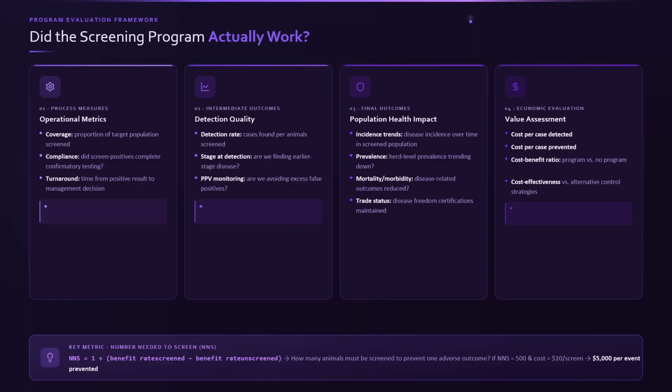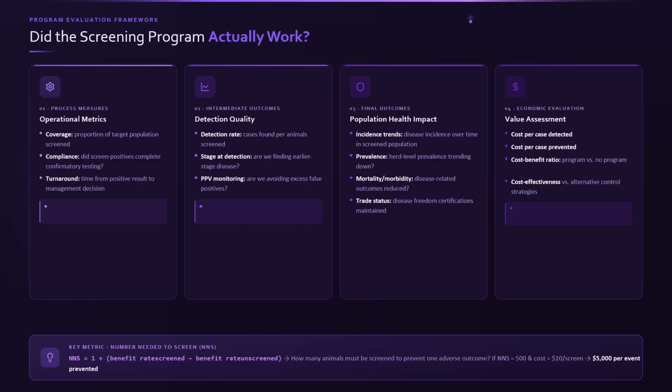One metric we're singling out is number needed to screen, NNS. It's 1 divided by the difference in benefit rate between screened and unscreened animals, and it answers a very practical question. How many animals must we screen to prevent one bad outcome? If the NNS is 500 and each screen costs $10, you're spending about $5,000 per event prevented. That's the number that lets you compare screening against anything else you could do with the money.